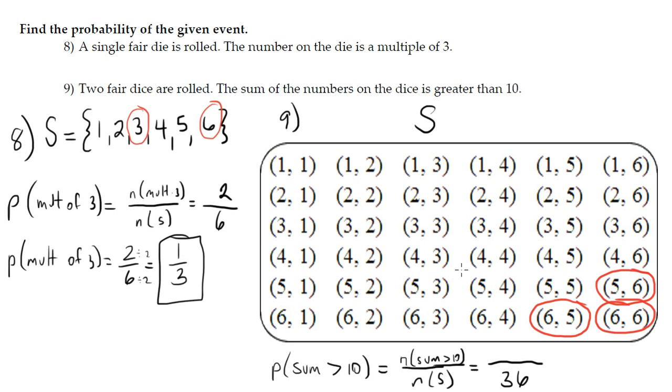It looks like those are the only 3 outcomes where the sum is greater than 10, which reduces to 1/12. So 3 out of the 36 outcomes represent a sum greater than 10.